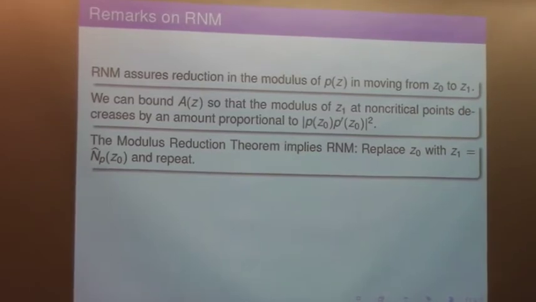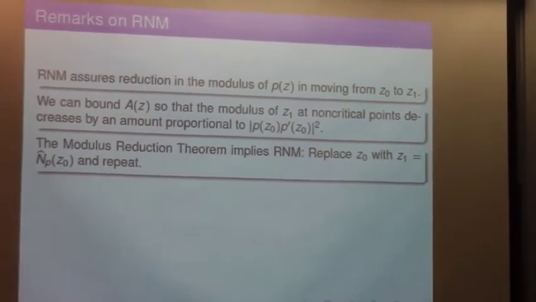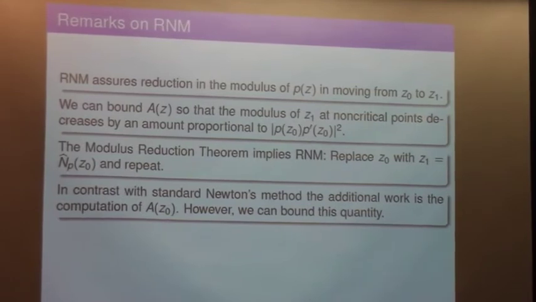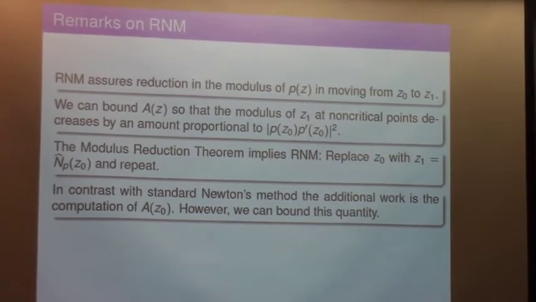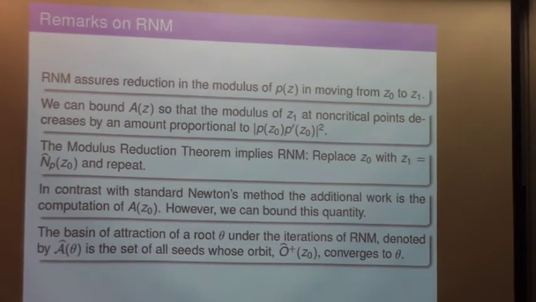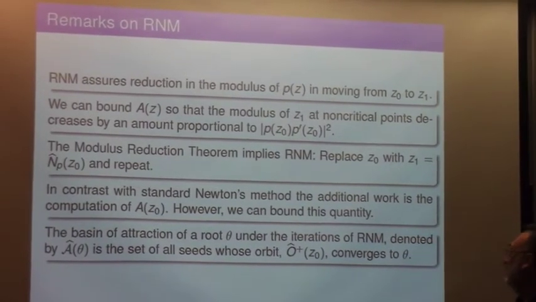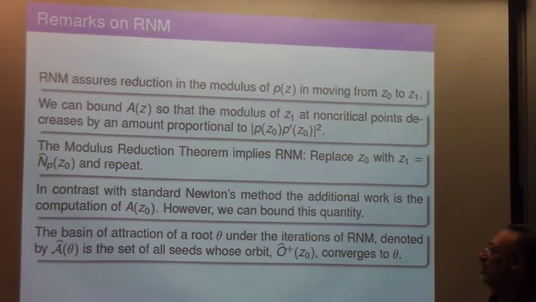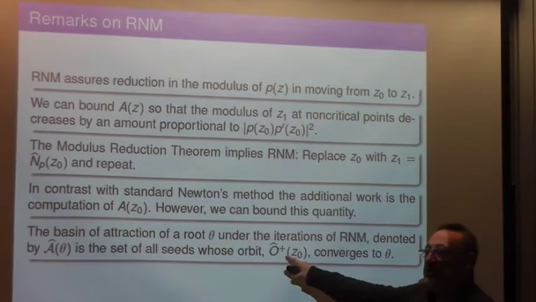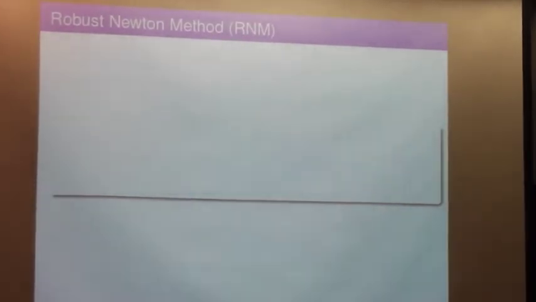So the modulus reduction is just: replace Z0 with this N hat of Z0 and repeat the process. In contrast with standard Newton's method, the additional work is a computation of that. The basin of attraction of a root theta under iterations of RNM, let's call it A hat of theta, is the set of all O hat, or orbits, under robust Newtonian iterations.